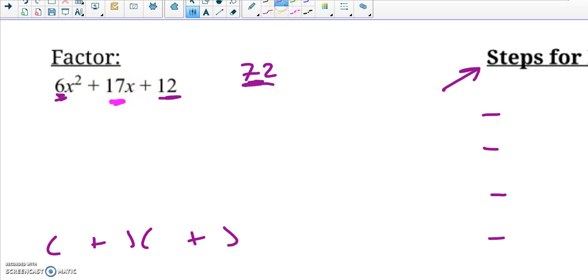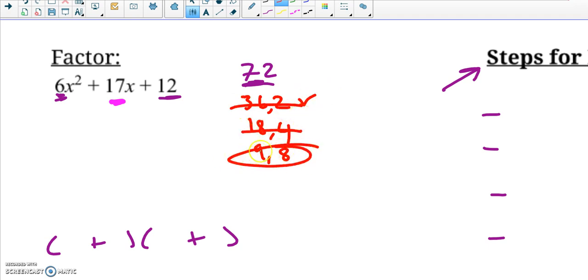So let's start making a list of numbers that multiply to 72, and we're looking for two that add to 17. So I think 36 and 2, 18 and 4, 9 and 8. And as I'm making my list, I'm checking, do they add to 17? No. Do they add to 17? No. Do they add to 17? Yes. Here is my pair that works.